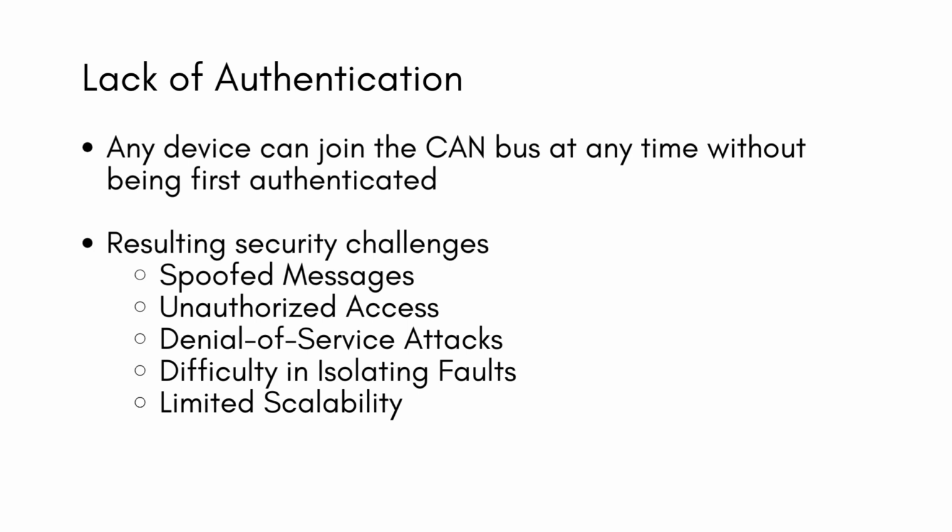A major security challenge with the CAN bus is the lack of authentication. Essentially, any device can join the network without being verified. This creates several vulnerabilities. First, it allows for spoofed messages where devices can pretend to be something they are not, potentially causing the vehicle to behave unexpectedly. Second, unauthorized access becomes easier, enabling attackers to eavesdrop or even inject malicious commands.